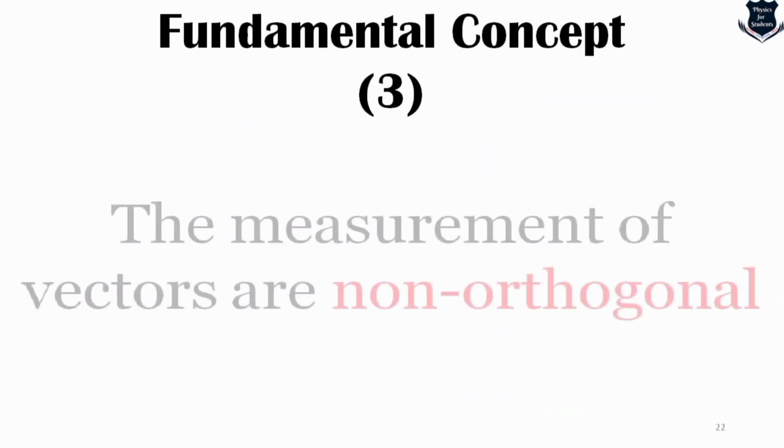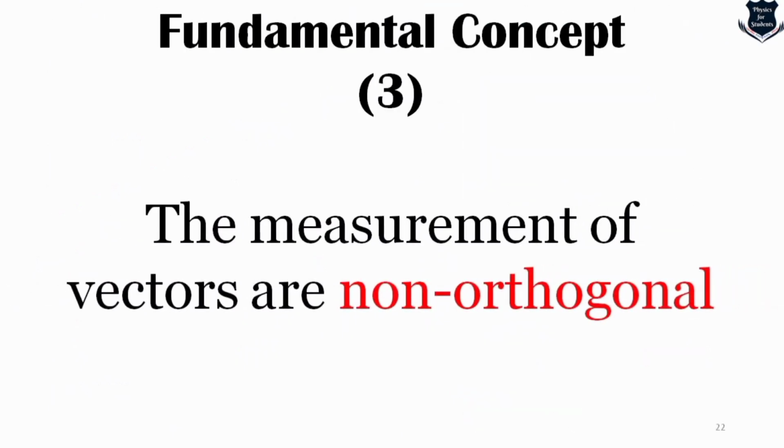Okay, so what is fundamental concept number 3? That we are facing some problem in measurement of vectors because these are not orthogonal. So first we started with the principle of equivalence, then we moved into the next fundamental concept, and now we are on to the third one. We will revise those fundamental concepts again and we will put the picture together.